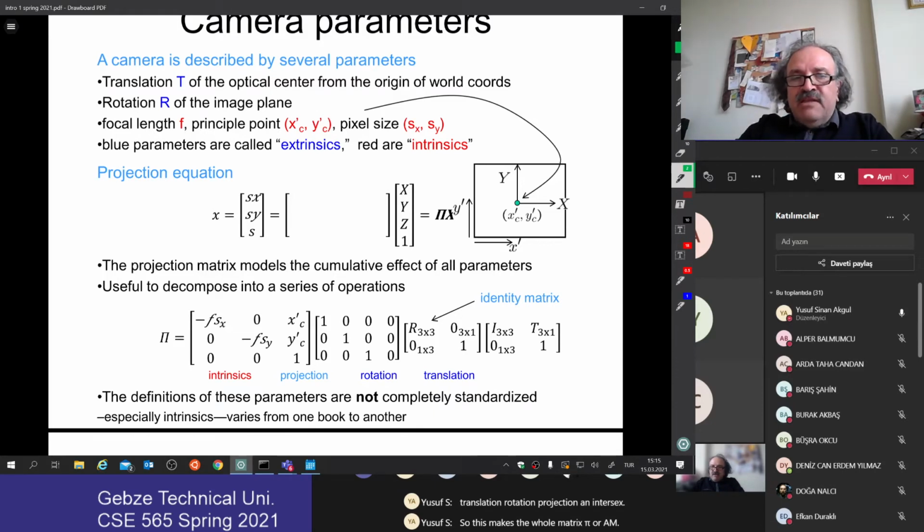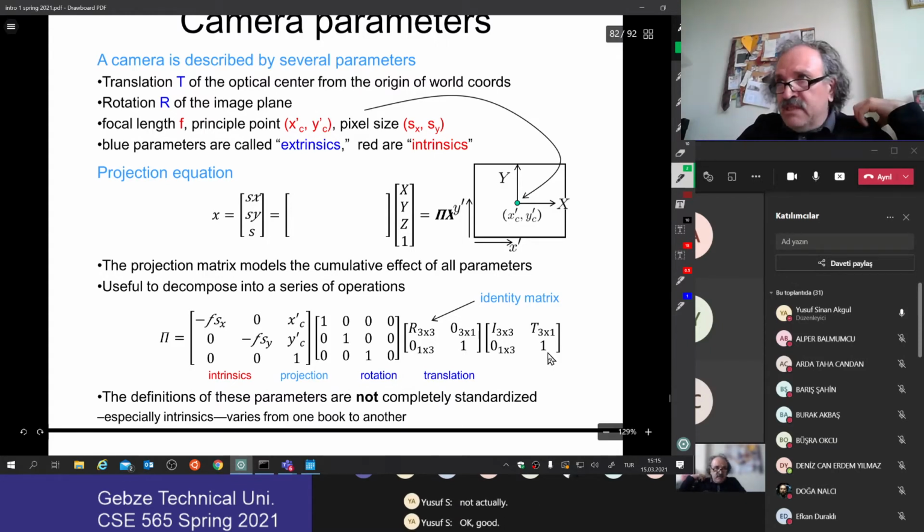The definitions of these parameters are not completely standardized. It changes. Some people like to include this theta, some people don't like it. It makes it a little bit crowded and scary, but it is not actually. Okay. Good.